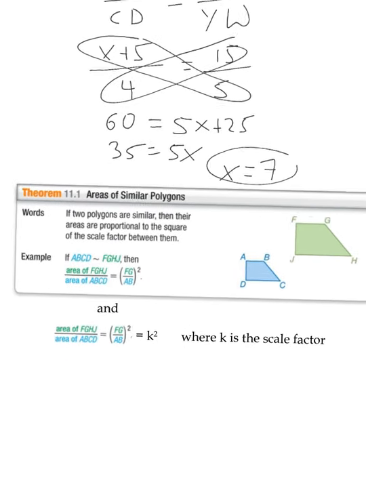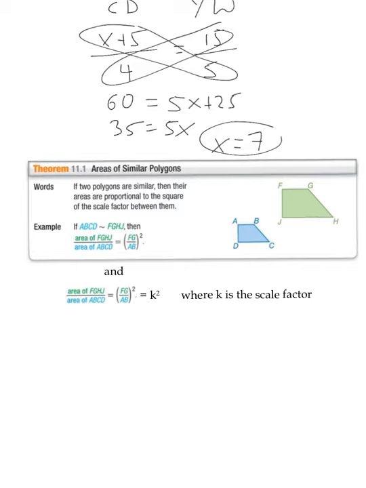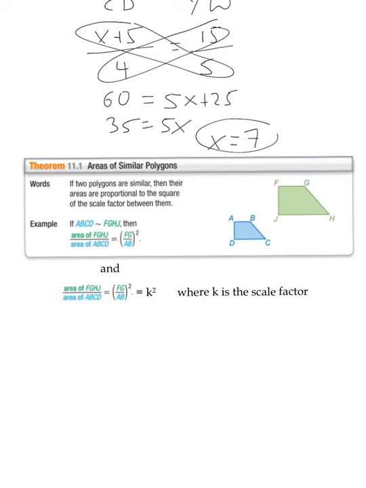Okay, so today in class, we are starting the last unit, 11.5, and we're gonna talk about similar polygons and their areas. Okay, so if two polygons are similar, it means corresponding angles are congruent, and corresponding sides are proportional. So if two polygons are similar, then their areas are proportional to the square of the scale factor between them.